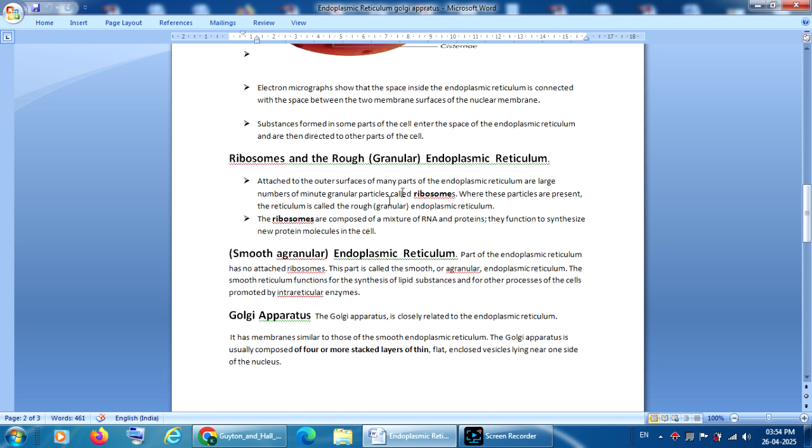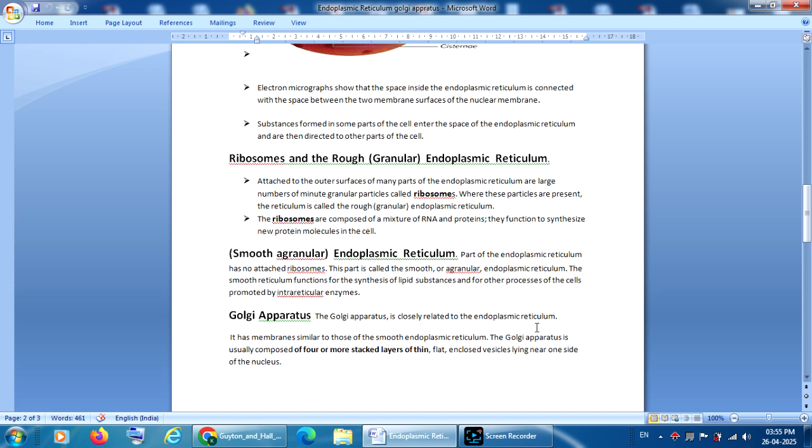The other part of the endoplasmic reticulum where these ribosomes are not present is called smooth or agranular reticulum. This part of the endoplasmic reticulum has no attached ribosomes. It functions for the synthesis of lipid substances and for other processes of the cell promoted by the intrareticular enzymes. The smooth endoplasmic reticulum's main function is the synthesis of lipid substances.